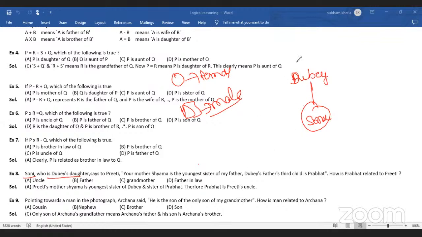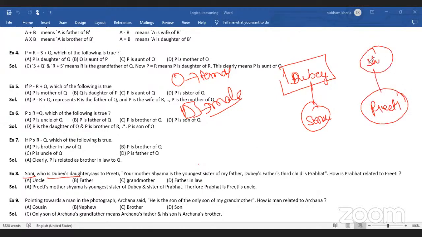Sonu, who is Dubey's daughter. So Dubey is a male. Now, Sonu is saying to Preeti, your mother Shama. Preeti is a female, we can say. Preeti's mother Shama will also be a female. Shama is the youngest sister of my father. Who is Sonu's father? Dubey. So Dubey and Shama are siblings.